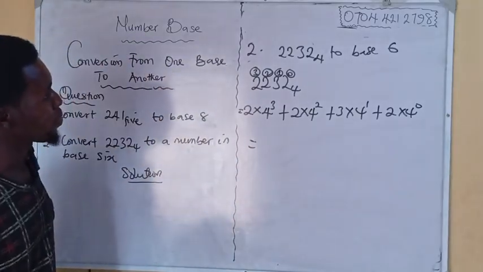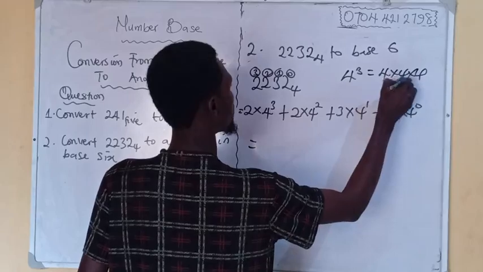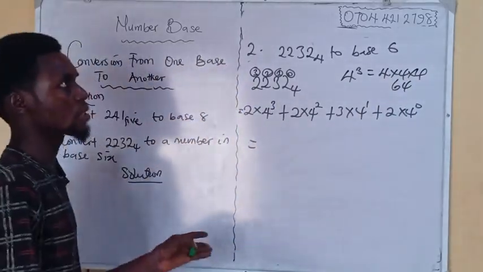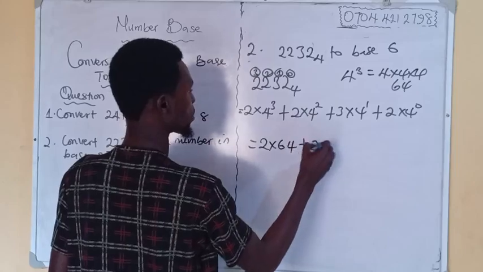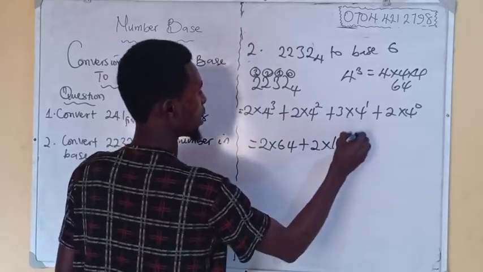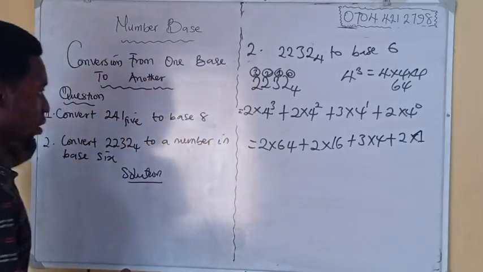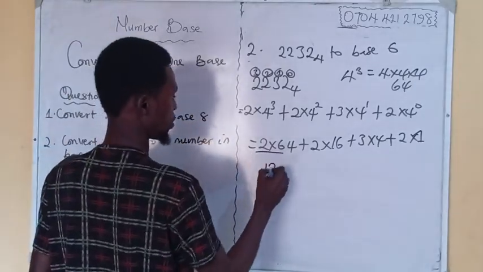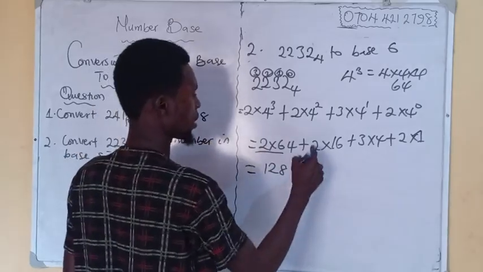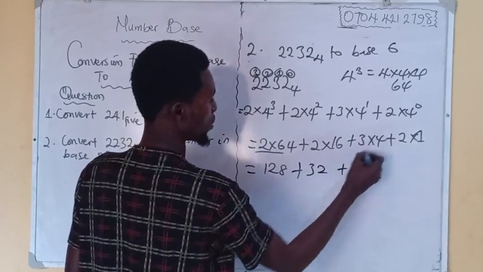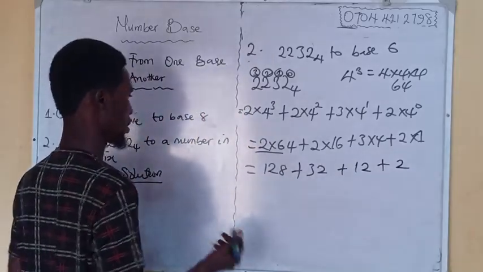So you have 4 raised to power 3, which equals 4 times 4 times 4. 4 times 4 is 16. 16 times 4 is 64. So you have 2 times 64 plus 2 times 16, and then 3 times 4 plus 2 times 1. All right? So multiply. This will be 128, then you have this 32, right? You have this 12. Okay? You have these 2.